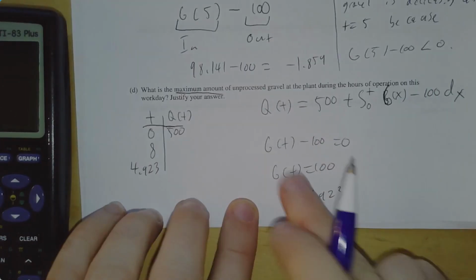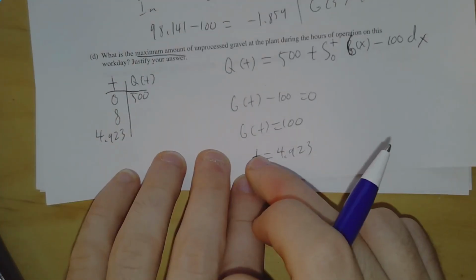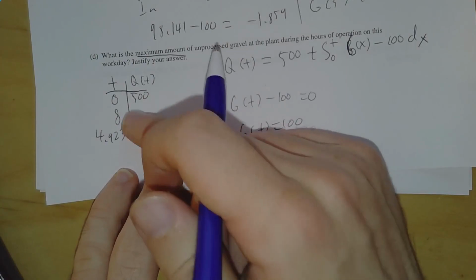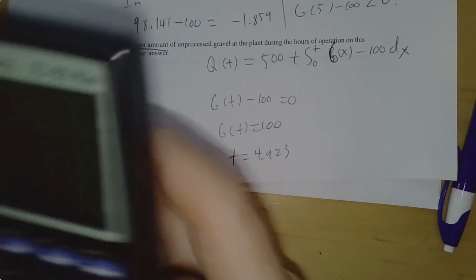So you set the rate in minus the rate out, that was this right here, equal to 0. You get where that equals t, and now you need to plug the 8 and the this into that. The 8 and the this into that. Okay? All right, let's do it.